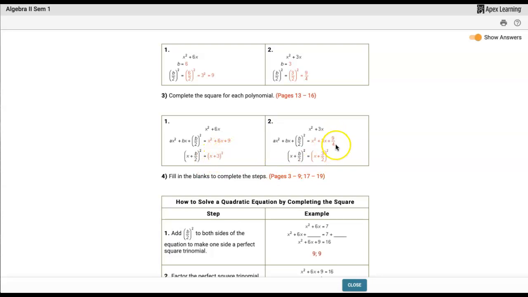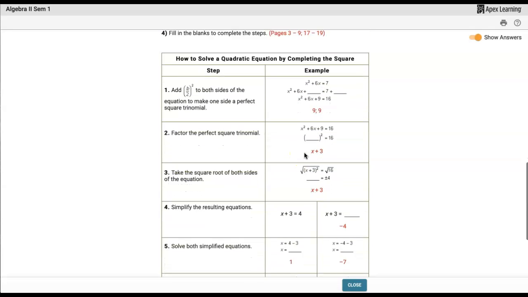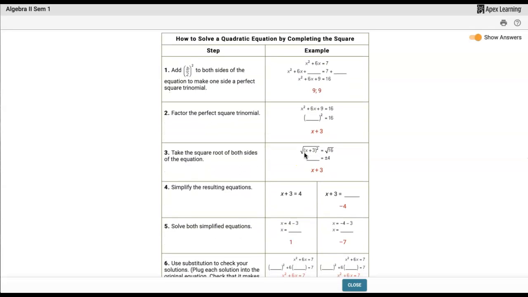Same thing here, 9/4, which is what we have in the full equation, but when we are looking at just the factors of that, it's x plus 3/2 quantity squared. So then here's the whole thing put together, how to solve it step by step.